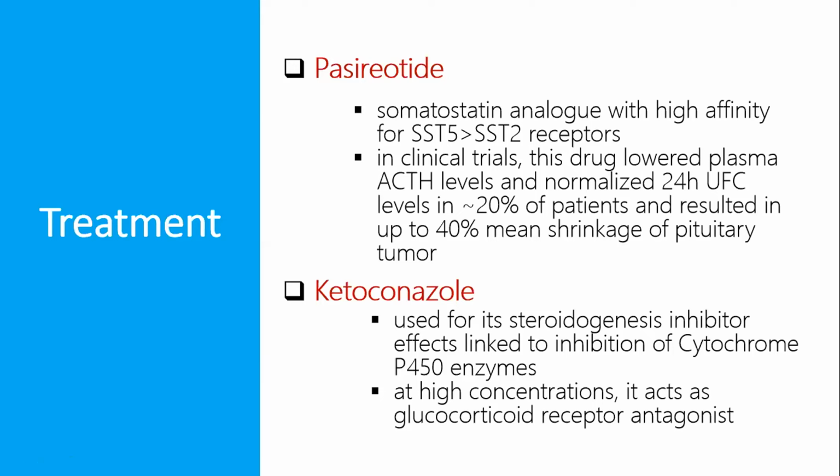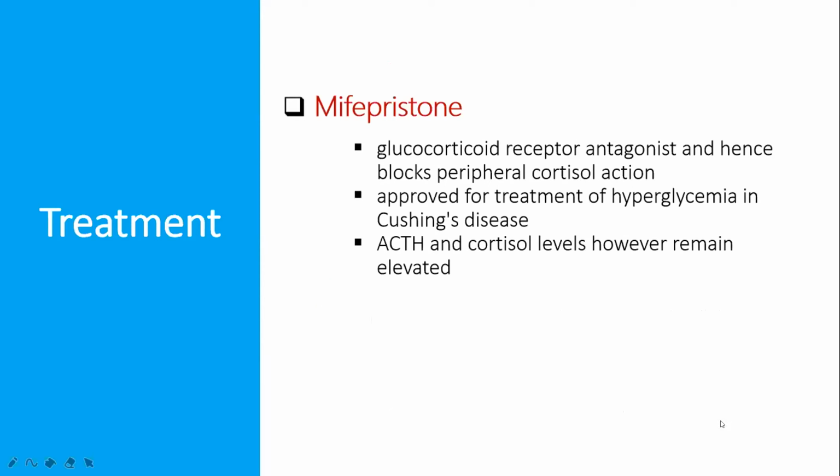We can also give ketoconazole, which is an antifungal, but in this context, it is used for its steroidogenesis inhibitor effects linked to inhibition of cytochrome P450 enzymes. At high concentrations, it acts as a glucocorticoid receptor antagonist. We can also give mifepristone, which is a glucocorticoid receptor antagonist, and hence it blocks peripheral cortisol action. It's also approved for treatment of hyperglycemia in Cushing's disease. The ACTH and cortisol levels, however, would remain elevated because it does not actually target the levels of ACTH and cortisol.